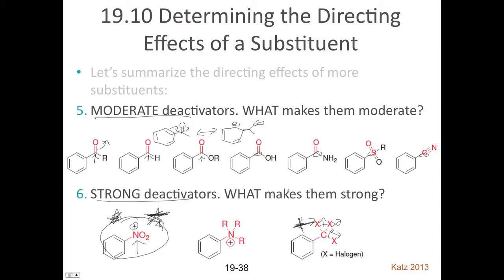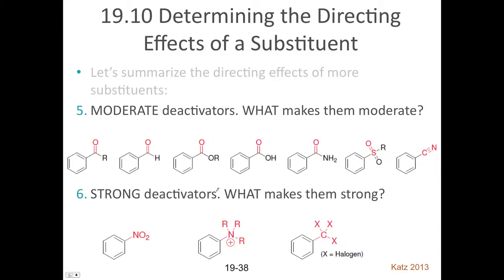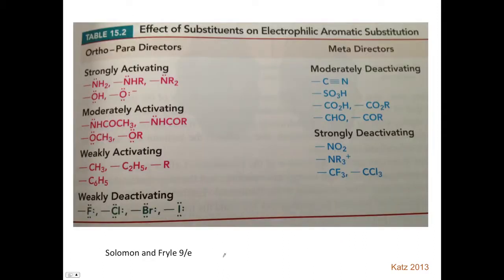Okay. So again, try to do your best to commit these things, not to memory, but just sort of understand why they are where they are. Why that trend is the way it is. Here's a thing I stole from Solomon and Fryhle's 9th edition of Organic Chemistry, a really great textbook, by the way. And you have a very similar one in your textbook, okay?